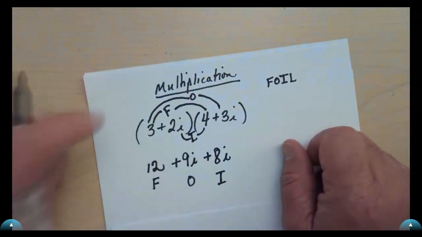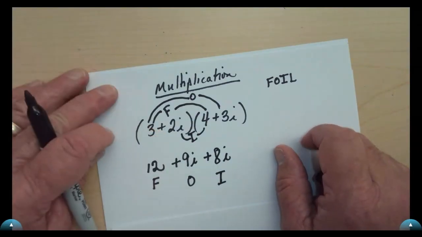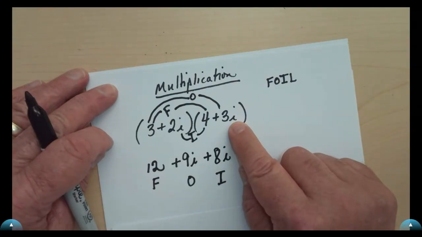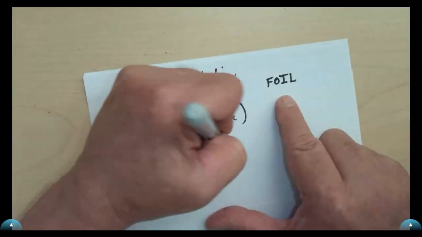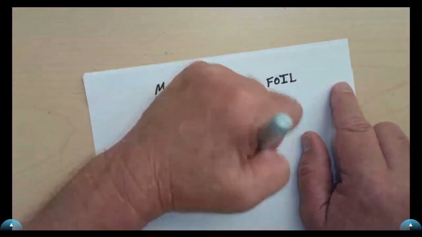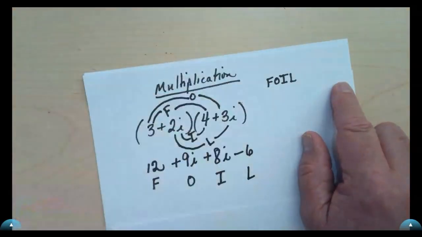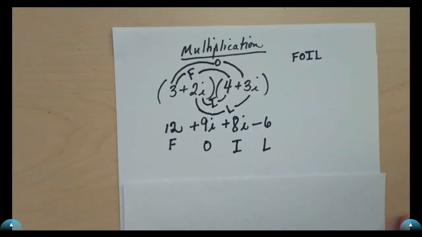Finally, L for last, and that's simple enough. 2i is the last term in the first set of parentheses. 3i is the last term in the second set. I need to multiply last term times last term. So 2i times 3i is negative 6, and that's the L part of FOIL. Is that right? Is that right? 2i times 3i is negative 6. It's a positive. Positive 6.